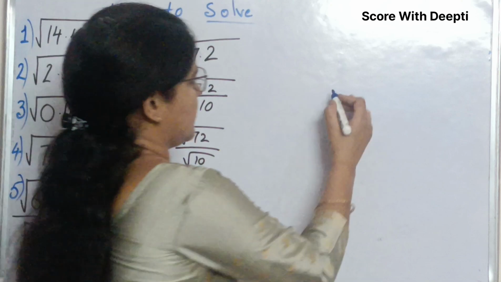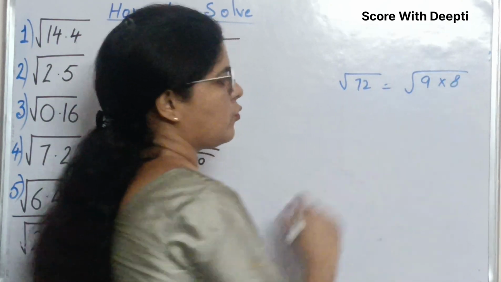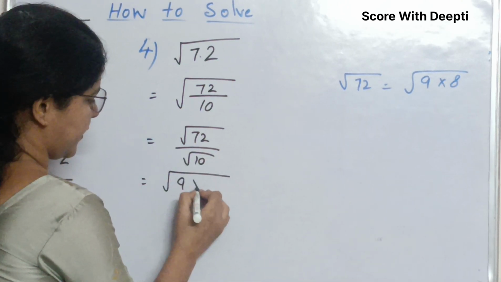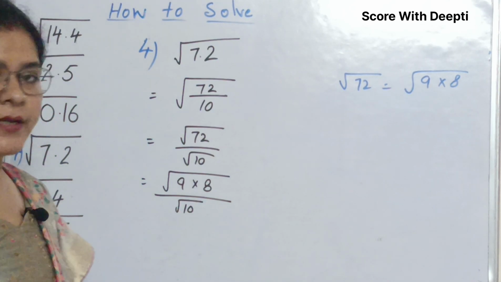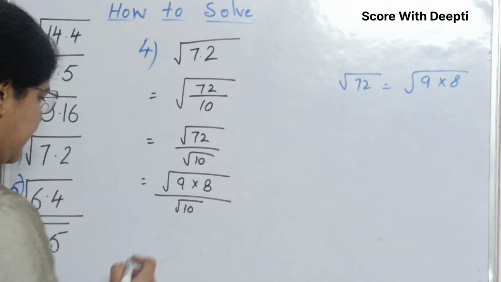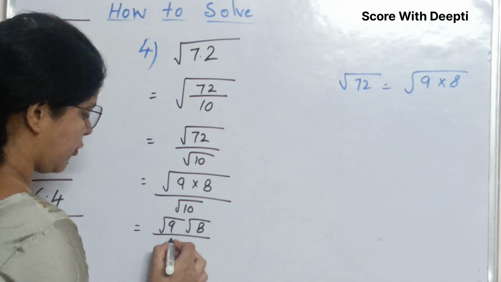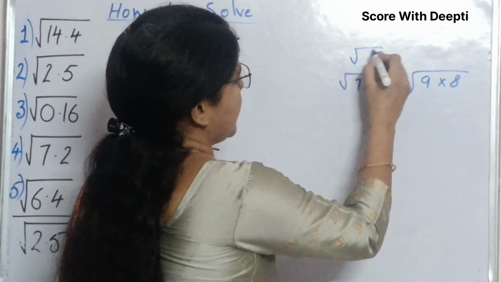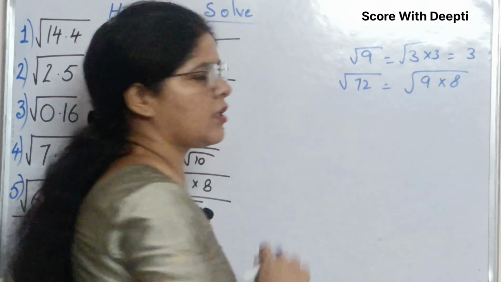Next, 72 can be written as 9 8s are 72. So in place of this we write 9 8. In place of the denominator there is square root 10, so we write it as it is. Next, we separate these terms and get square root 9 into square root 8 over square root 10. Next, square root 9 is equal to 3 into 3, which is in square root, means equal to 3.